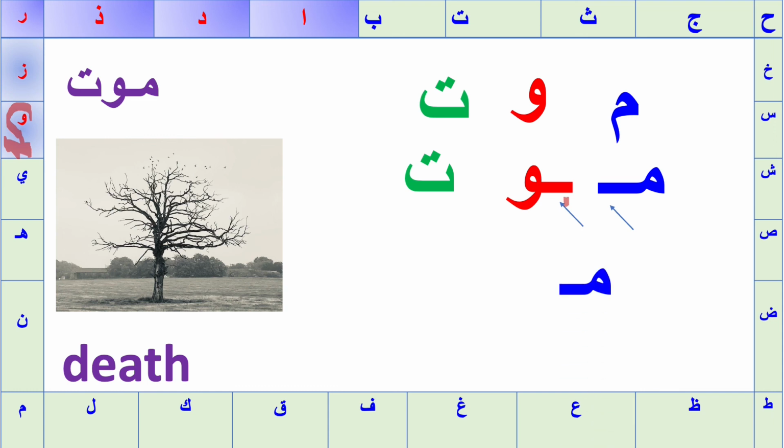Then when the word is written, these letters join one another and come close to one another, and we have the form maut. So these are the different shapes of the letter ta.